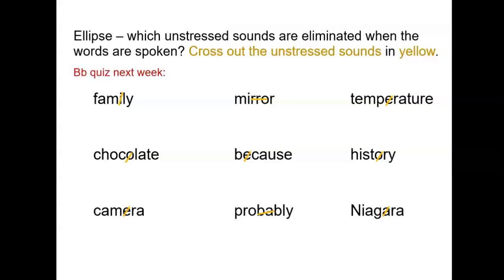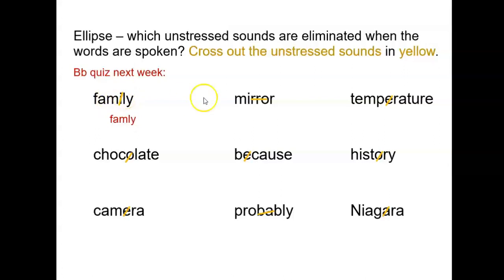Okay, so for the quiz next week, it's in Blackboard. You can't cross out letters in Blackboard, so I'm going to just show you how you can answer those questions. I will give you a word spelled correctly, and you can rewrite the word exactly as it is, except take out that letter that's missing. So for family, you're going to write family.